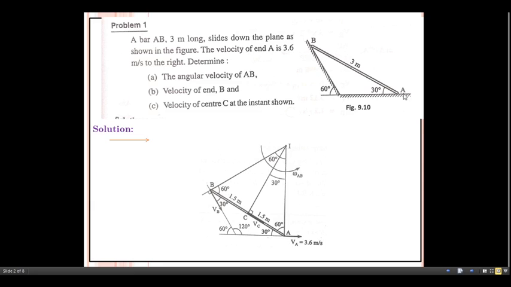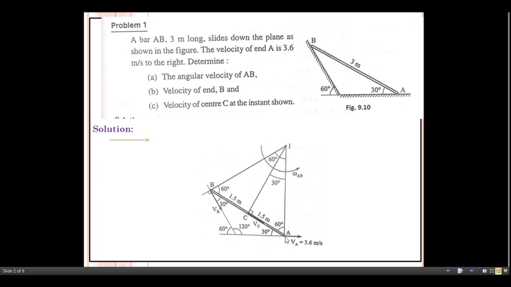Now see the information regarding the velocity at point A. The tendency of point A is to slide towards the right side. The magnitude of the velocity is VA equals 3.6 meter per second. At the same time, taking the reference of this horizontal plane, the tendency of point B is to slide in the downward direction along the plane. This is the direction of the velocity component at point B.